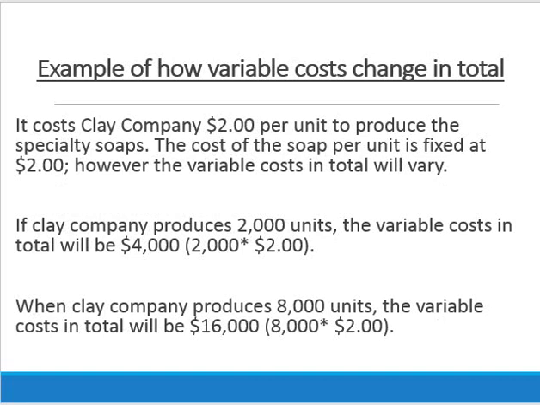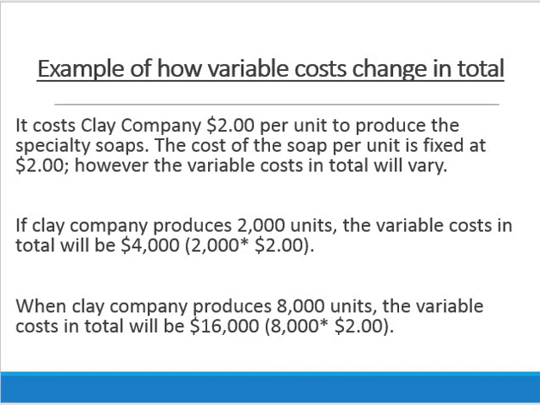Okay, so here's the slide. If specialty soaps cost Clay Company $2 per unit to produce, well, guess what? That's all the cost of those specialty soaps. All the direct materials, direct labor, overhead, it's $2. Can't change that. But depending upon how many units they produce, then the total will change.